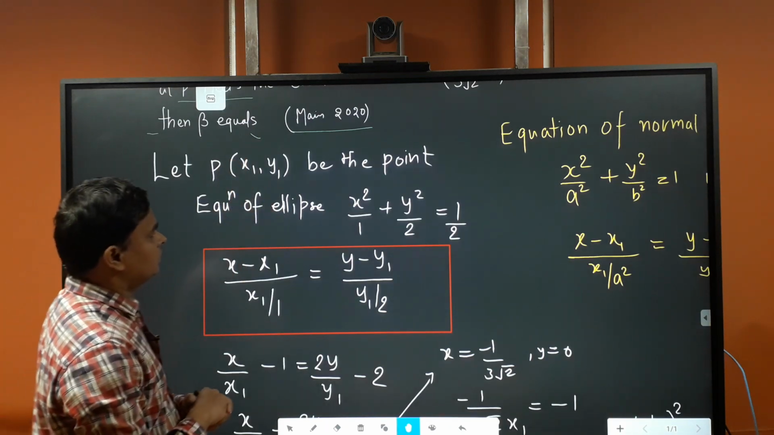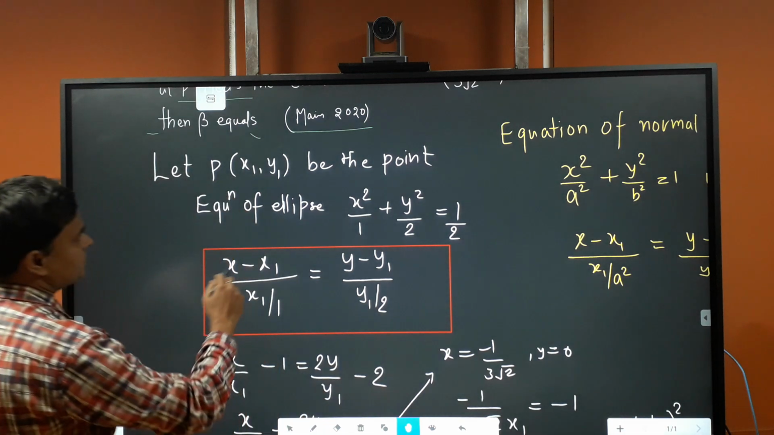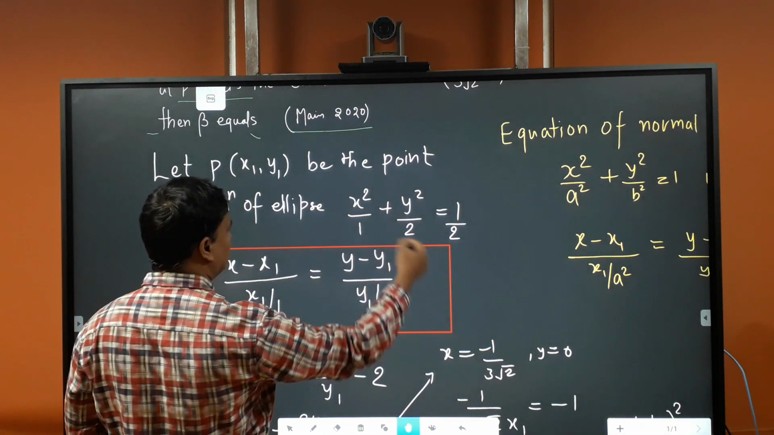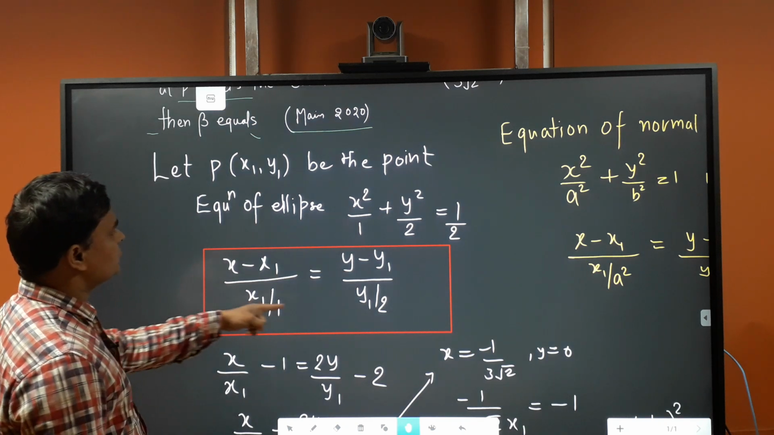The point of intersection of the line and the ellipse, and the equation of the ellipse is like this: 3 divided by 2. This is the equation of the normal.